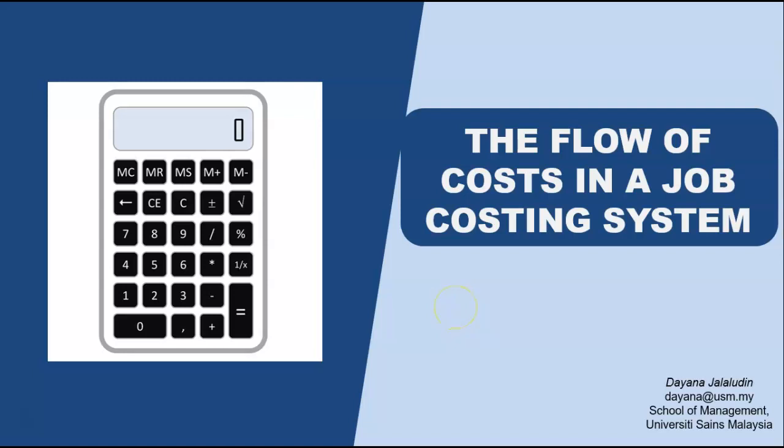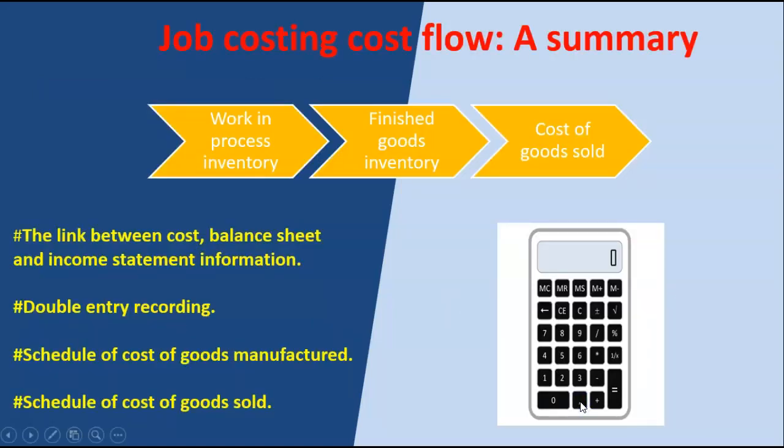Hi everyone. In this video, I will explain the flow of cost in a job costing system. So this is a summary of the cost flow where we start with work in process to finished goods inventory to cost of goods sold.